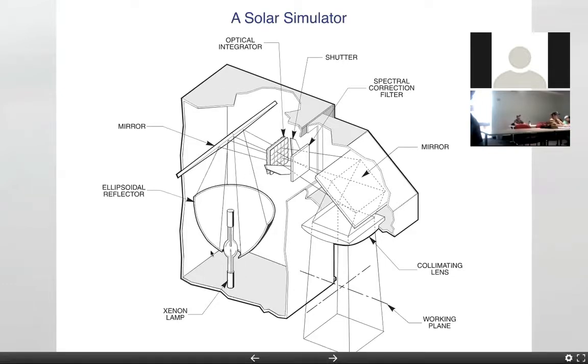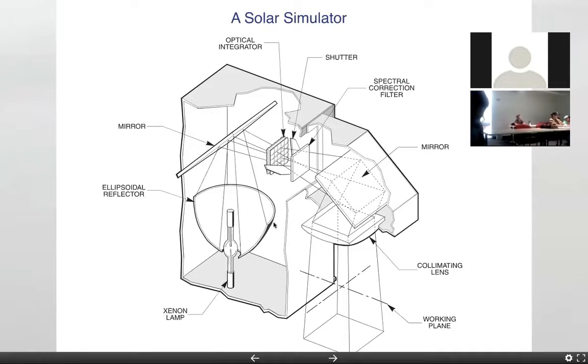So we start with a lamp, which produces the light. Typically, a xenon lamp is used. We'll look at a few other examples. There is typically a collimating reflective element, typically an ellipsoidal reflector. It looks like aluminum coated. Essentially, what it does, it takes the light and redirects it like a flashlight, so it goes straight ahead, or as much of it as possible.